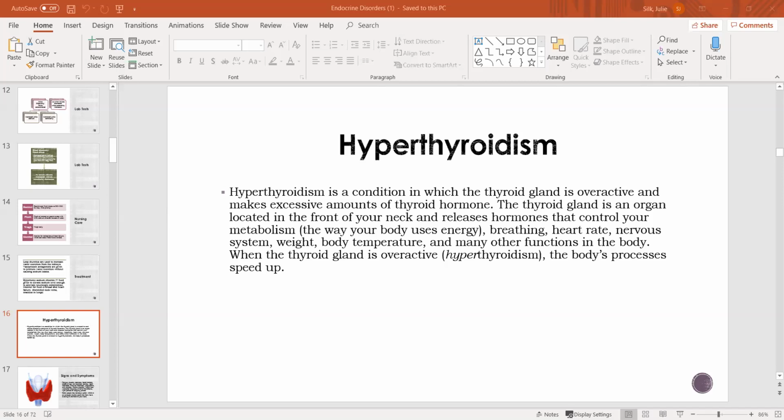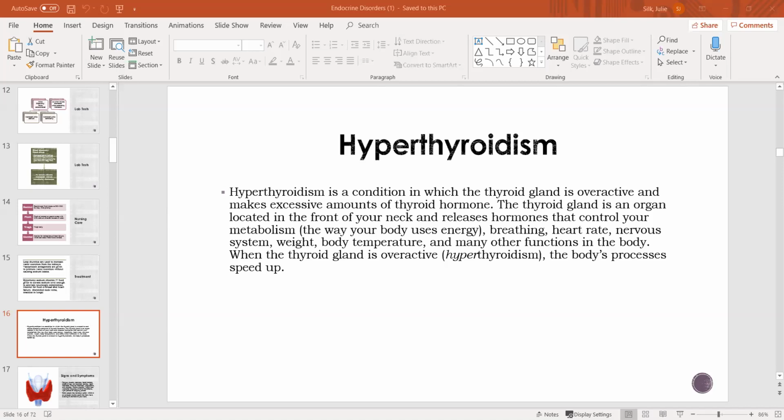Triiodothyronine. This is T3. And then the third one is thyrocalcitonin or calcitonin. So again, the 3 hormones: T3, T4, calcitonin. That's what your thyroid makes, those hormones.